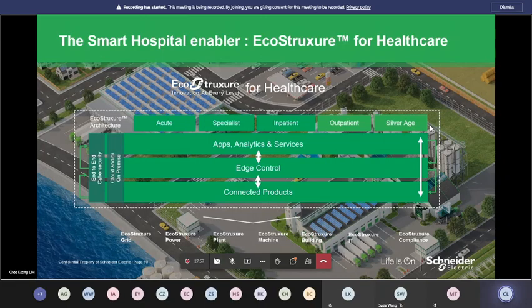So silver age here means old age care, right? Just for those who are not familiar with. So when it comes to EcoStruxure itself for healthcare, this is the fundamental architecture that we provide for healthcare.